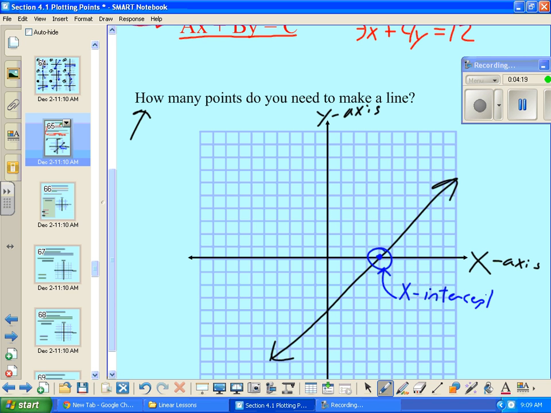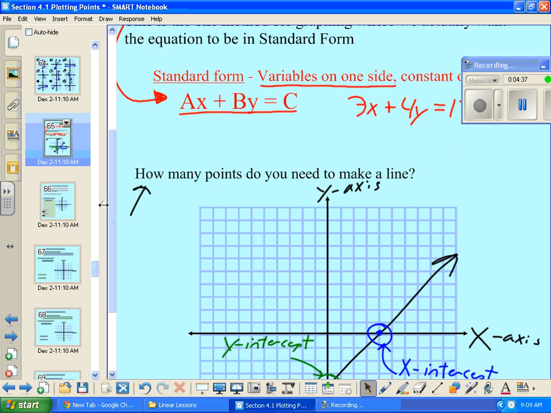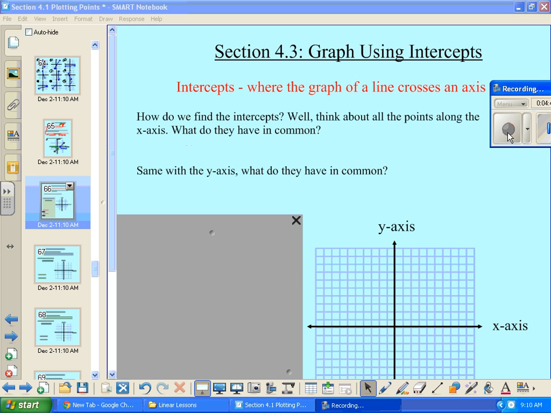And there's an easy way to find that if I have the equation in standard form. The y-intercept then is right here at this point. This is my y-intercept. And I'm going to show us how we can find those 2 points very easily when I have an equation in standard form, and then I can use this second method, graphing using the intercepts.